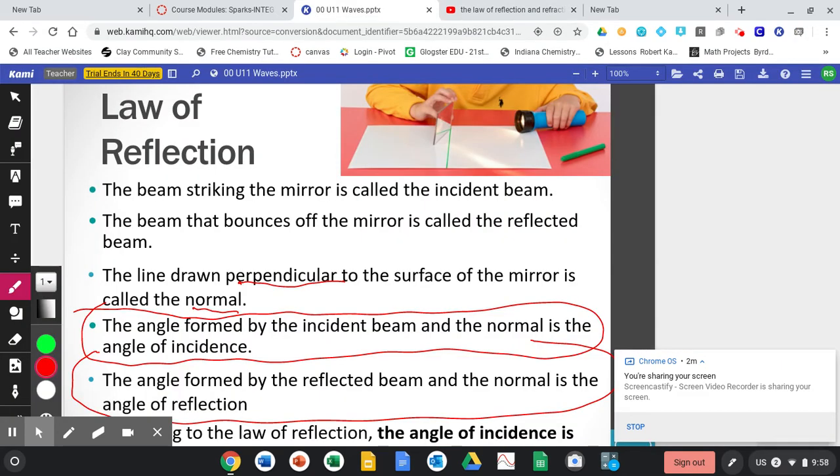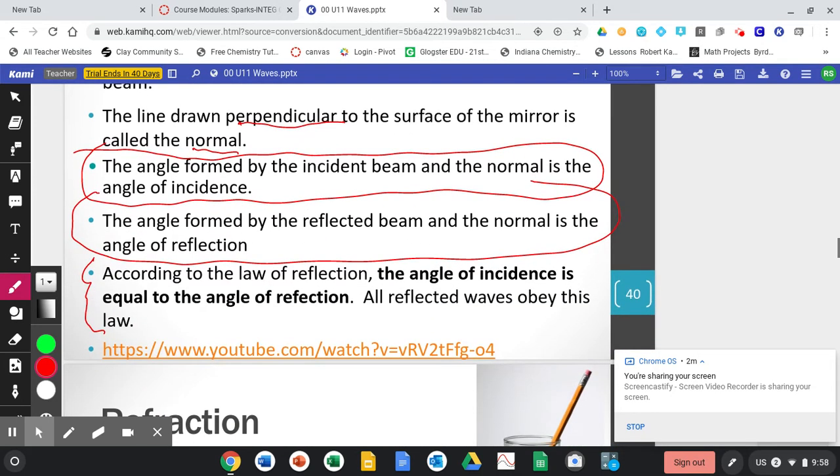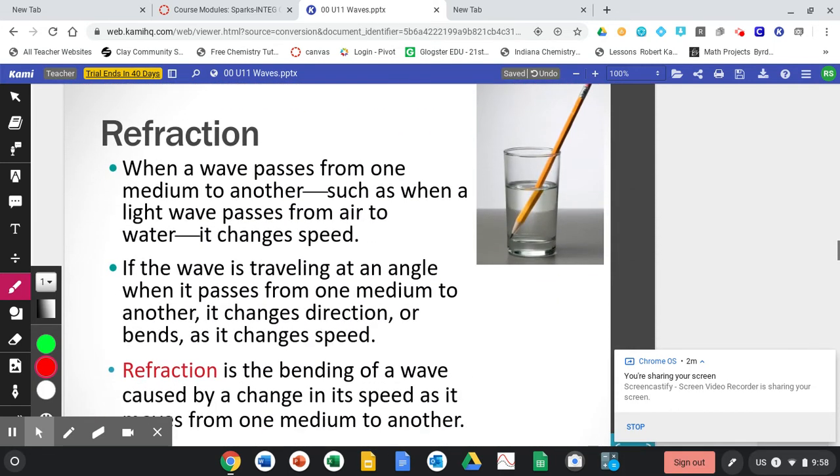So what you have is that the angle of incidence is equal to the angle of reflection. And of course, those angles are measured from the normal. So here's a normal, here's the mirror, and this would be the angle you're talking about. This angle and this angle. Not here. Okay, so that is the law of reflection.